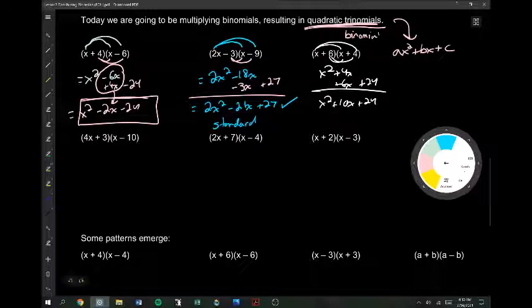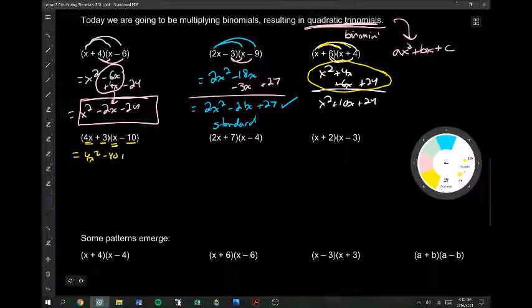But maybe you can get to the point where you don't have to be drawing the lines, and you don't have to stack them on top of each other. The dream is that you can do this really, really quickly and really, really accurately. To do that, I'm going to touch these to show them, but 4x times x is 4x squared. 4x times negative 10 is negative 40.